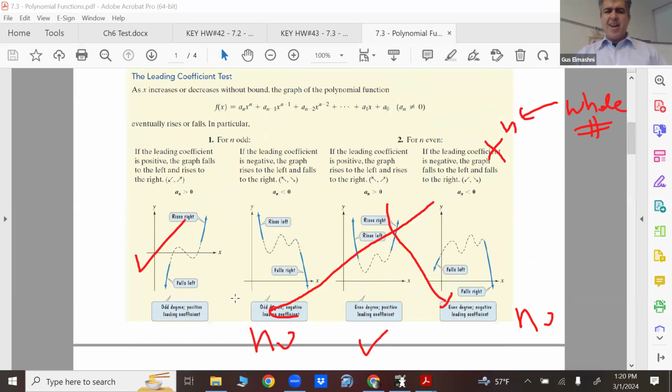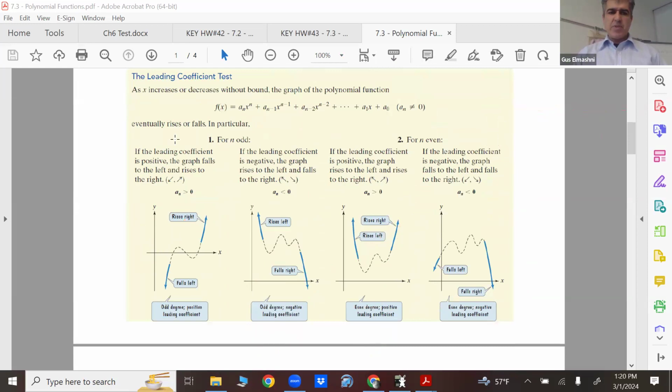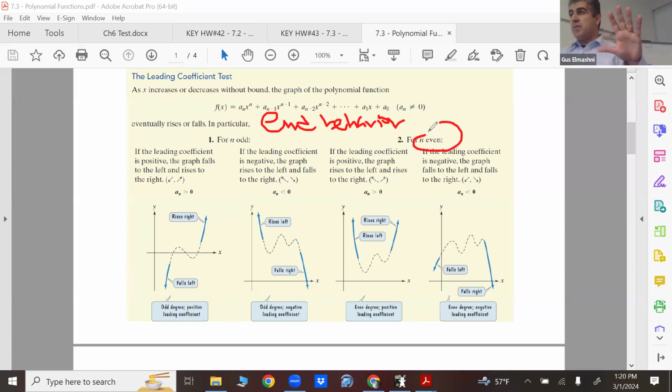The leading coefficient test is more telling you the end behavior than anything else. Not sure why it's called leading coefficient. I mean, you do look at the leading coefficient, obviously, but this is all about end behavior. So you see how it's down up, or up down, or up up, down down. If it's even, the arrows go in the same direction. If it's odd, the arrows go in opposite directions. That helps: the arrows are kind of at odds with each other when odd, and they see eye to eye when there's an even degree. And remember, the degree is the highest exponent in the polynomial function.